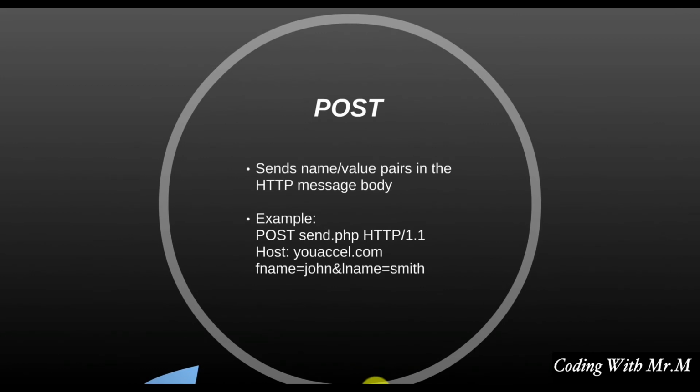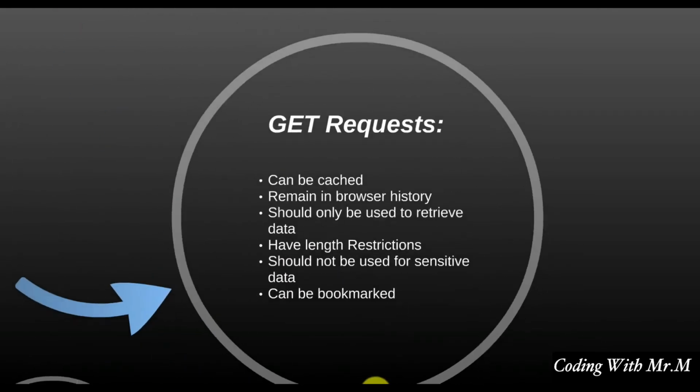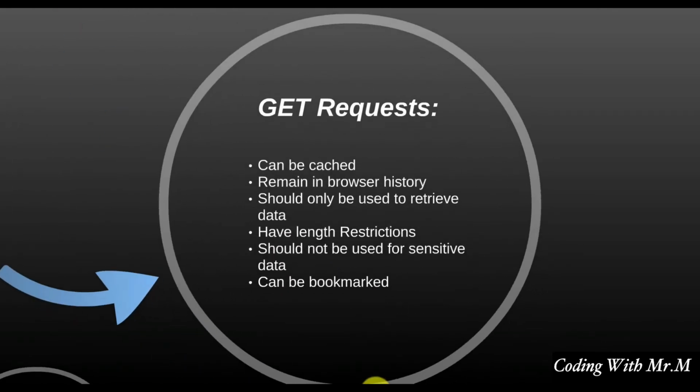The post method, on the other hand, sends the name and value pairs in the HTTP message body, as shown in this example. Both the post and get method have unique properties that are specific to each one. We'll start with the get method. Get requests can be cached, they remain in the browser history, they should only be used to retrieve data, they have length restrictions, they should never be used when transmitting sensitive data such as passwords, and they can be bookmarked.